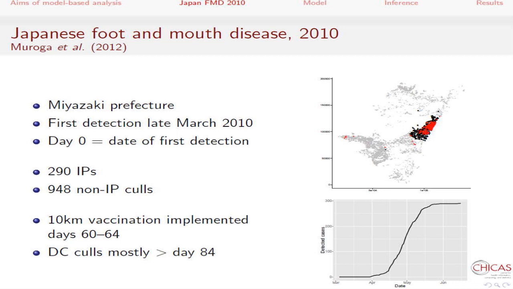Infected premises, and the black dots are the non-IP culls. Okay. Vaccination in this case, what makes it an exciting epidemic to analyse, is that vaccination was used, implemented on around about day 60 to 64, so roughly 2 months after the first detection. And then most of the dangerous contact, or the non-IP culls I should say, occurred mostly after about day 84. So that was fairly late on during the outbreak, certainly after vaccination. You might see why later.